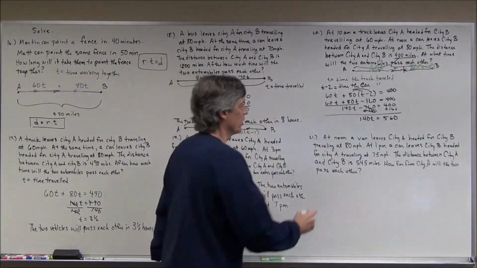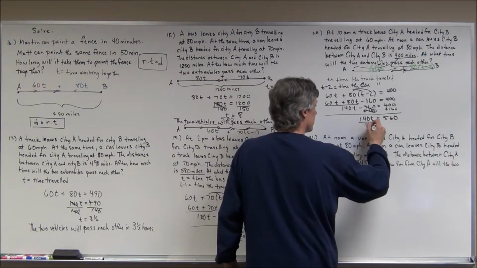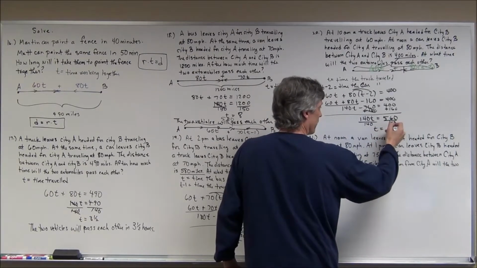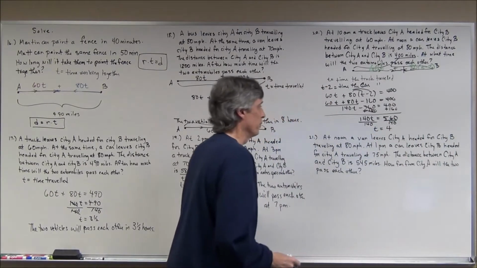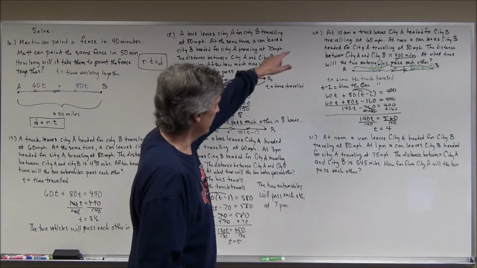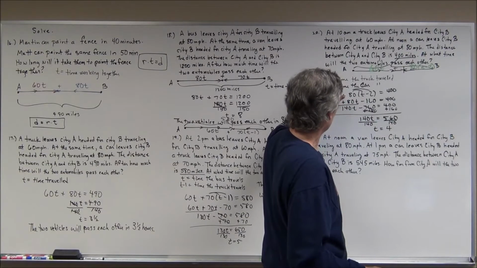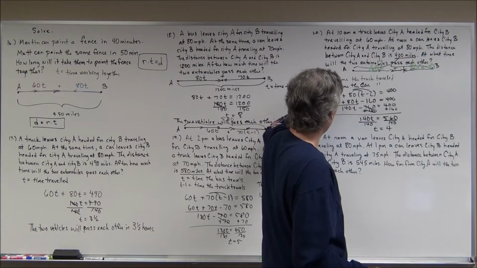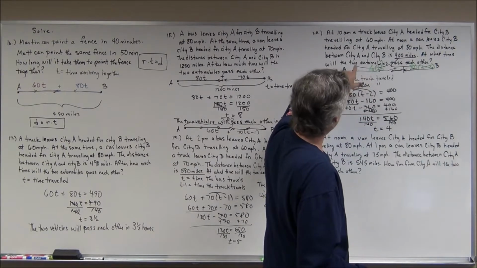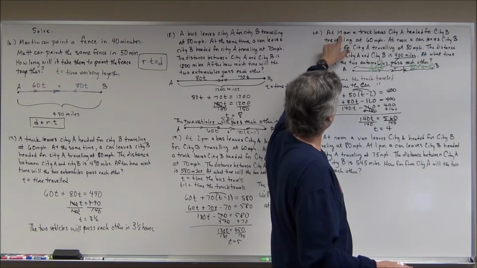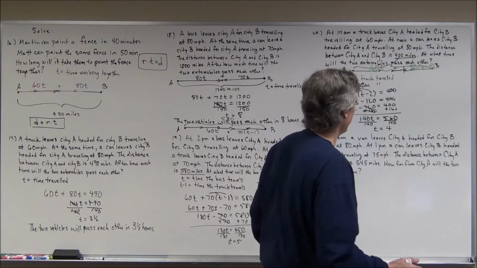Divide both sides by 140. t is 560 divided by 140, which is 4. Now check it with your calculator. So that means that at 10 a.m. the truck leaves and travels for 4 hours. Right? 4 hours is t. At what time do they pass? 4 hours after the truck leaves, 4 hours after 10 a.m. That'd be 2 in the afternoon.